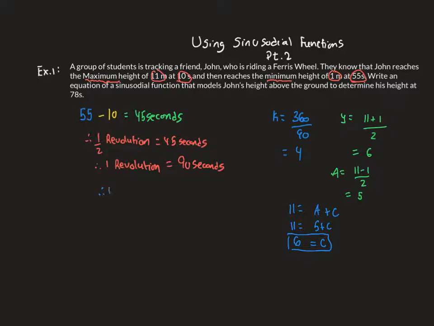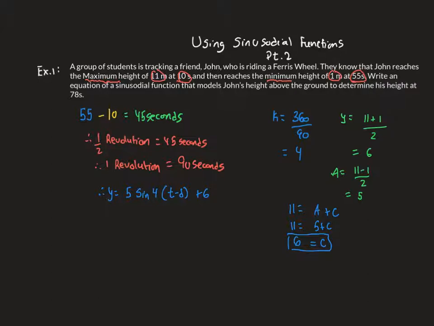So therefore, y is equal to, and this is always how your general equation should look, especially if you're going to use sine, 5 sine 4 times t minus d, plus 6. I have no idea what d is.